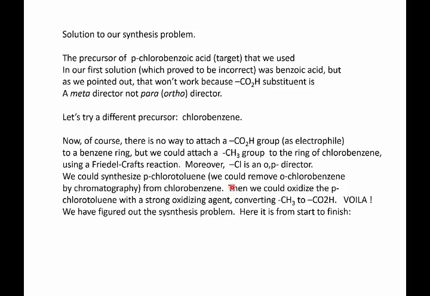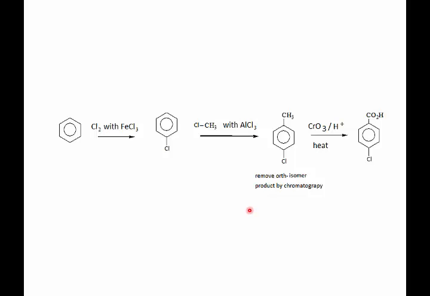Once we have the para-chlorotoluene, if we can stick a methyl group in the para position of chlorobenzene, we can then oxidize it with a strong oxidizing agent, converting the methyl group to a carboxyl group. Boom, that will do it. And here is the synthesis from start to finish.